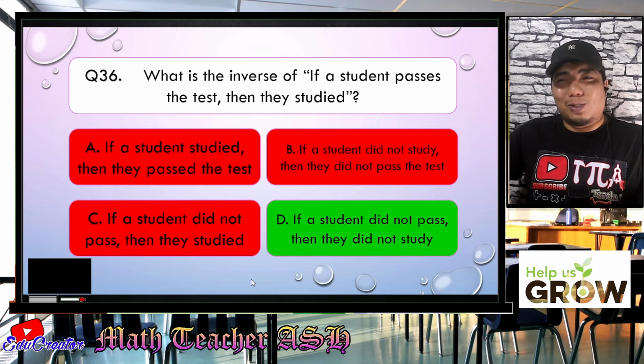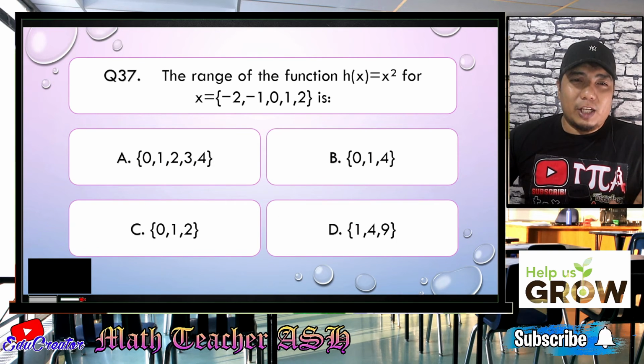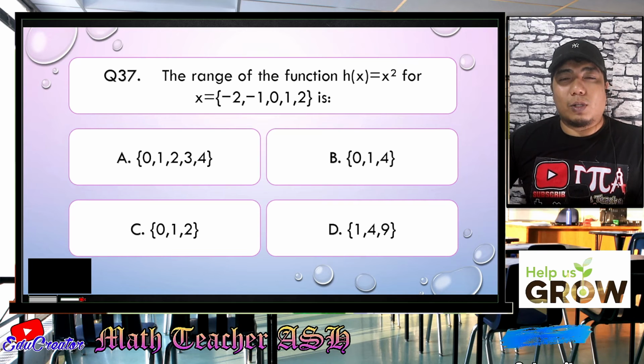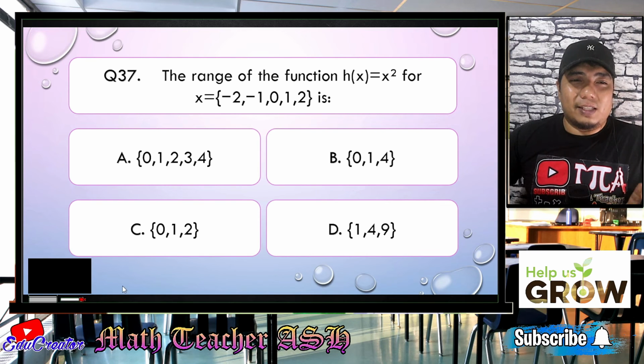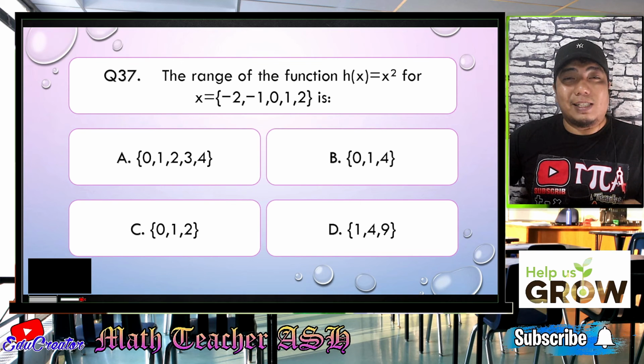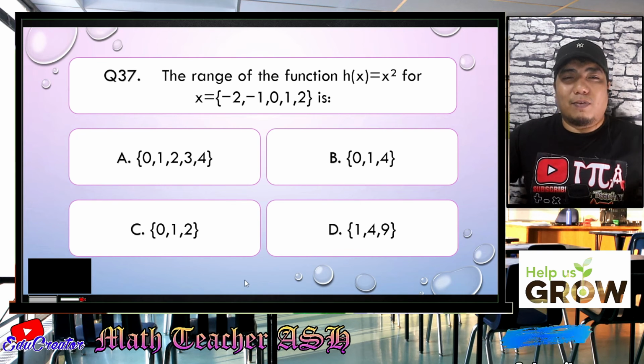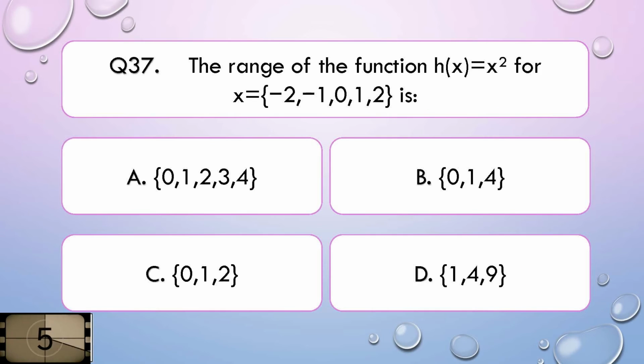So now let us go to question number 37. The range of the function h of x is equal to x squared for x in the set negative 2, negative 1, 0, 1, and 2 is it A, 0, 1, 2, 3, 4, B, 0, 1, 4, C, 0, 1, 2, or D, 1, 4, 9? I'll give you 5 seconds to think about your answer.